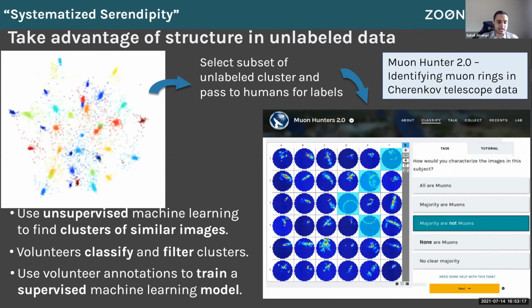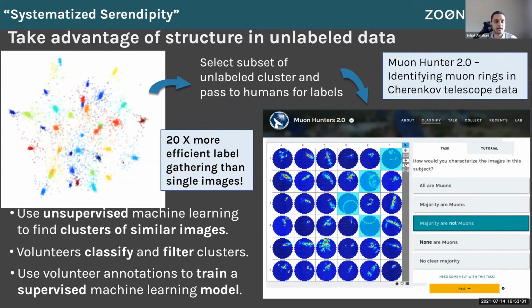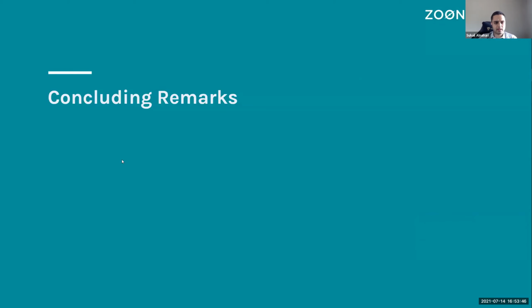So after the classification, we can actually use a machine learning model. By using clustering and unsupervised learning, there was no need for volunteer labeling until this validation step. So this is actually 20 times more efficient label gathering, and this is 20 times more, not 36, because we accounted for the inaccuracies that could happen. So there might be multiple runs of this validation.